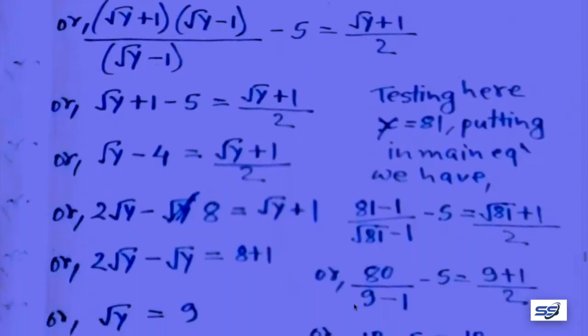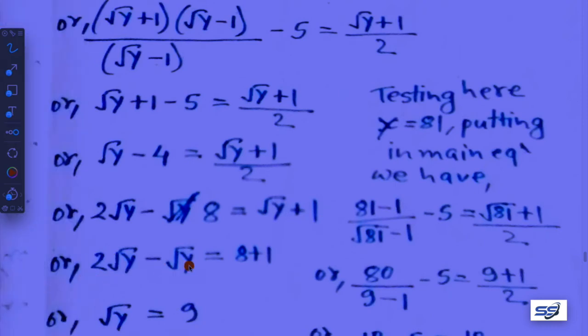We can see more here. Here root y minus 1 and root y minus 1 are cancelled and comes here root y plus 1 minus 5 equal (root y plus 1) whole upon 2. Or root y minus 4, here plus 1 and minus 5 comes here minus 4, equal (root y plus 1) whole upon 2. Now this 2 shall be multiplied with this lower one. 2 comes here. 2 root y minus 4 into 2, 8, equal root y plus 1.